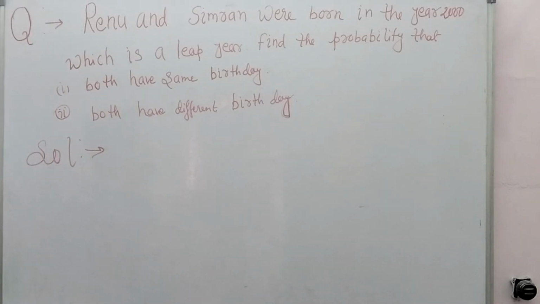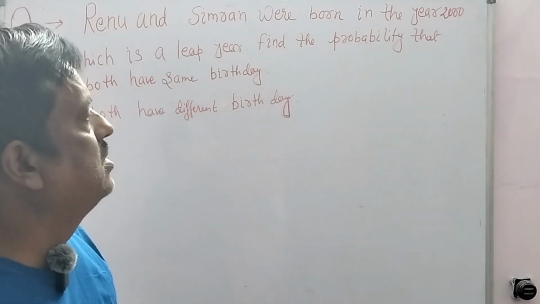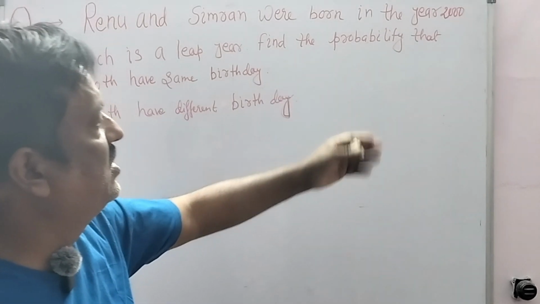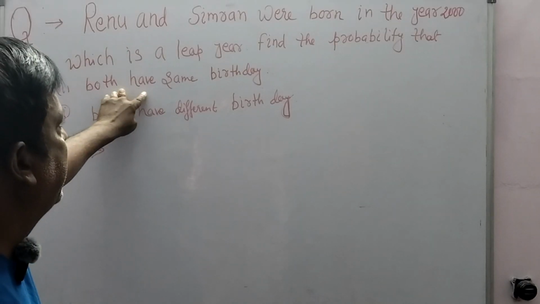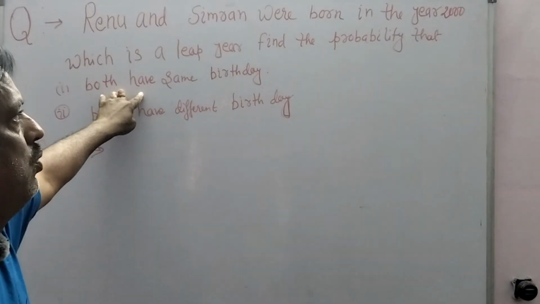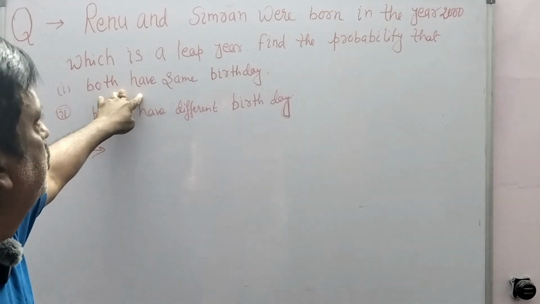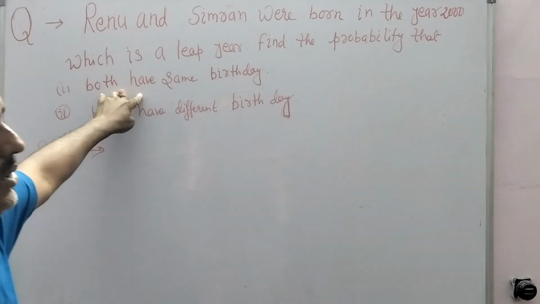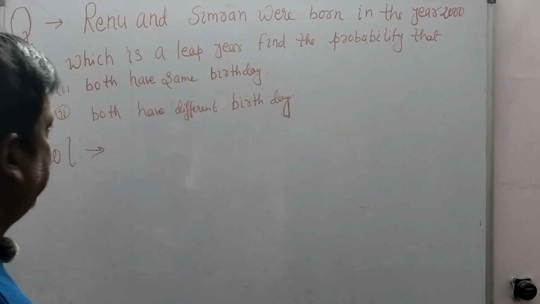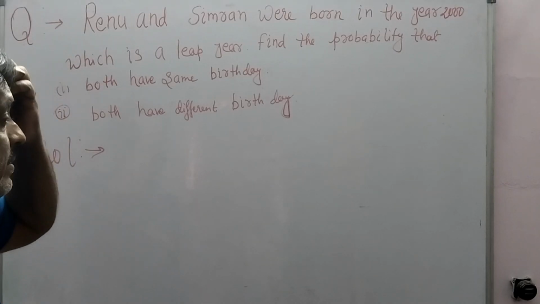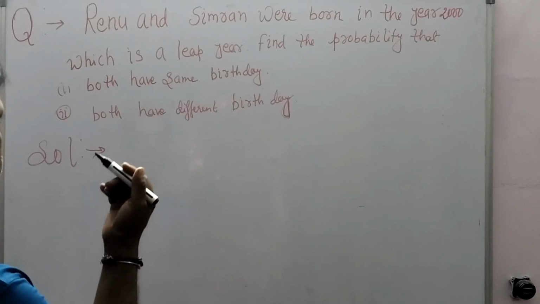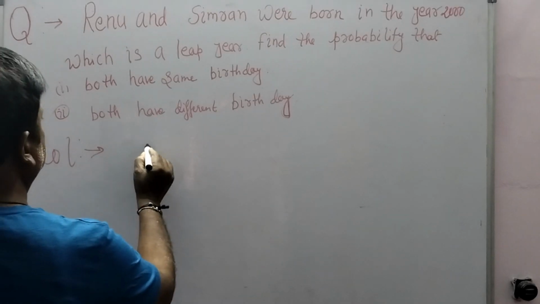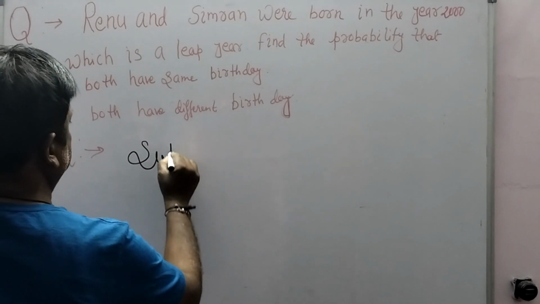A normal year has 365 days, and this is 366 days. Then we have to find the probability that both were born on the same date. How can we find it? With favorable outcomes and total outcomes. We have to understand it step by step.